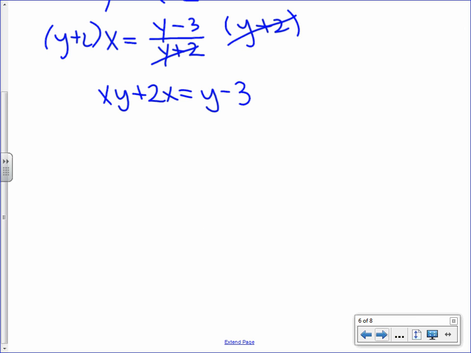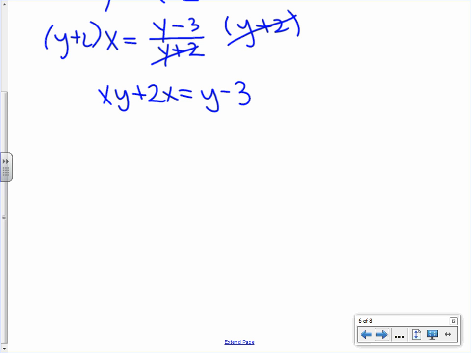Now how do we solve for y? We can't ever divide by a variable because we don't know if it's 0, and we can't divide by 0. So we can't divide by a variable. Do we have more than one y? Yes. Would it be a good idea that we get them together? Probably want them together on the same side at least, right?